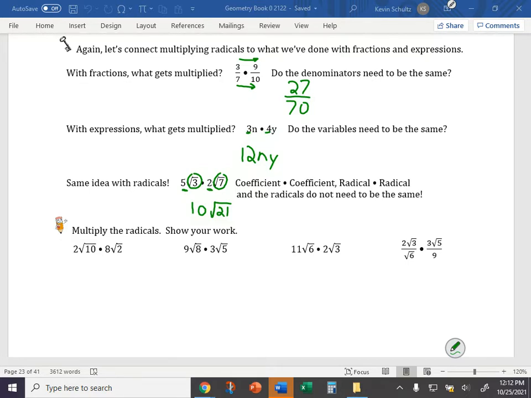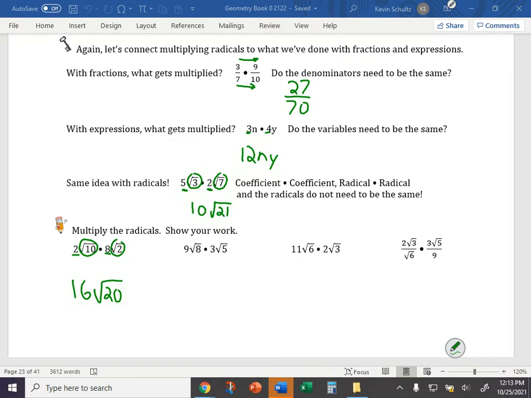That's great. So the only thing you have to watch out for is whether or not you can simplify when you're all finished. So if we go down to the practice work here, 2 root 10 times 8 root 2, I'm multiplying my coefficients. 2 times 8 is 16. I'm multiplying my radicals. 10 times 2 is 20. This would not be a final answer. Just like if we could simplify the fraction 27/70ths, you would have to. If you can simplify that radical, then you have to.